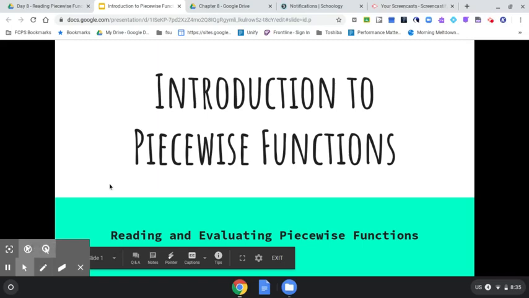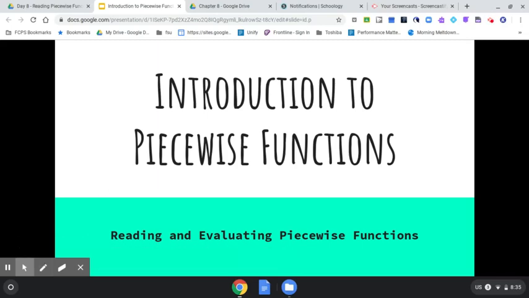Okay, today we're going to be talking about piecewise functions. This is just an introduction to piecewise functions, so we're going to be focusing on reading and evaluating piecewise functions today.